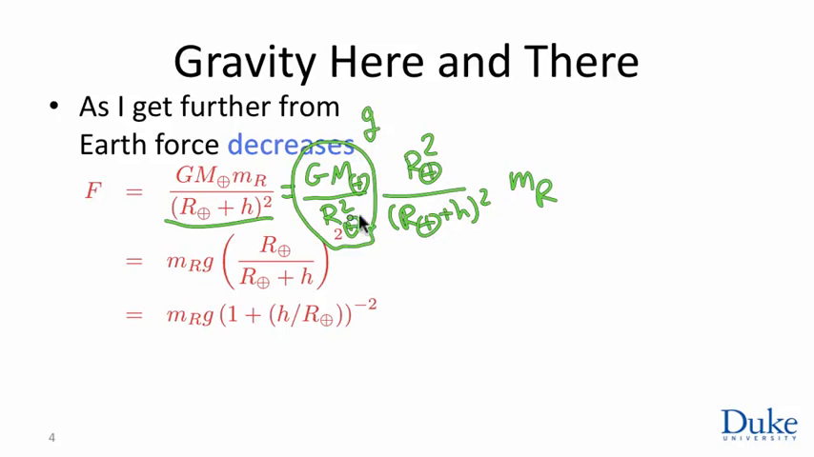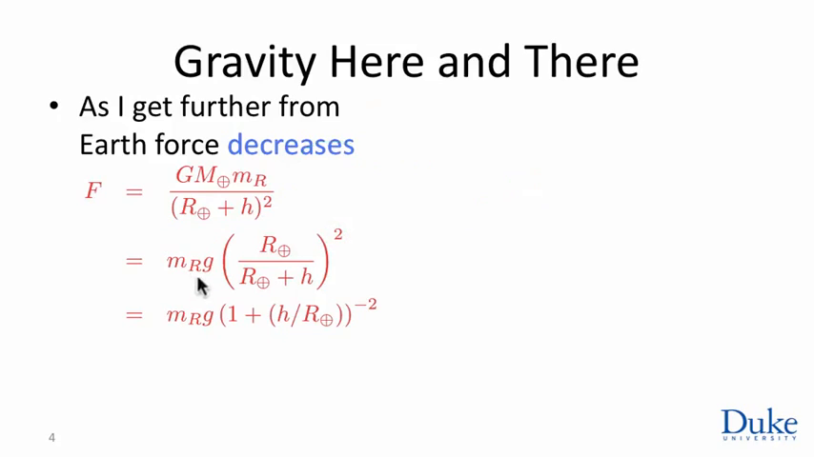When h is 0, this quantity is 1, and I'm back to the surface. So in the second line, I'm rewriting this as my weight on the surface of the Earth times a dimensionless number that indicates how much it's decreased, and then I simplify this, dividing numerator and denominator by the radius of the Earth to get this expression. This is an exact expression, and I want to see if I can simplify it for cases where my height above the Earth is not very large compared to the radius of the Earth.